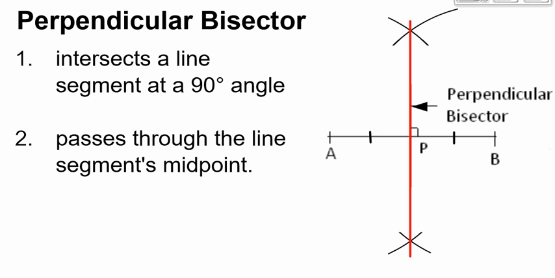So we're going to combine two things that we just reviewed earlier. We're going to combine perpendicular and bisector. A perpendicular bisector is a line or line segment that intersects another line segment at a 90-degree angle, and it also passes through the segment's midpoint. So take a moment and get the information in your notes.